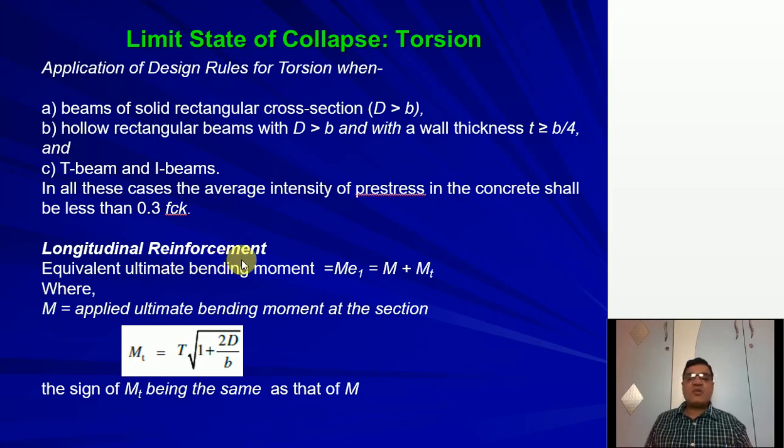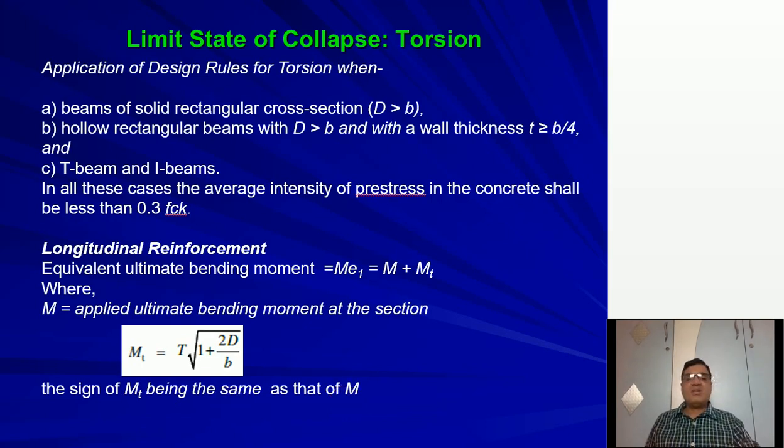So for longitudinal reinforcement, you have to calculate the equivalent ultimate bending moment, ME1, which is nothing but M plus MT. M is the applied ultimate bending moment due to dead load and live load, and MT is the torsional moment. How to find that moment? MT is equal to T, where T is the torsion, times the square root of 1 plus 2D by B, well, the sign of MT being the same as that of M. That means the signs are the same. If they are opposite, then what to do? That also we'll see in the next slide.